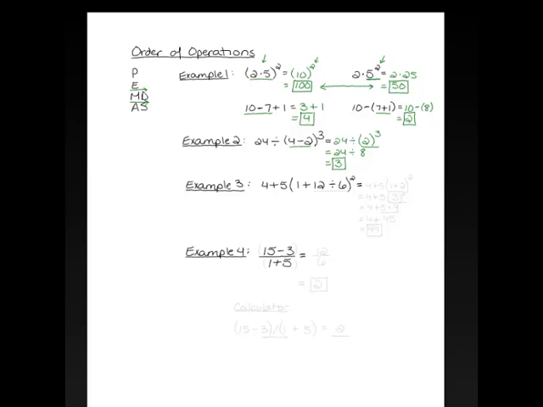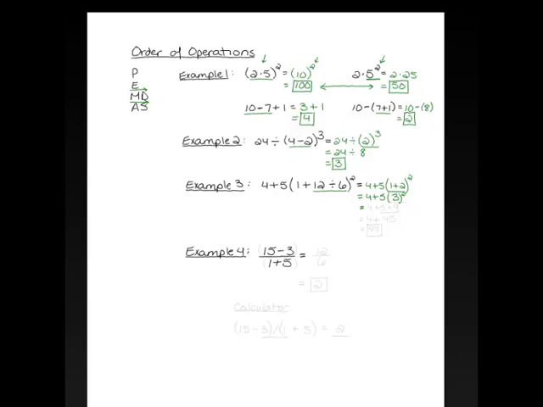For example 3, again, we need to start within the parentheses. Now, inside the parentheses, we have both addition and division. We have to work with the division first. So we have 4 plus 5 times 1 plus 12 divided by 6 is 2 squared. Now there's still more to do inside the parentheses. We have to add 1 plus 2, so copying down the rest of the problem, we have 4 plus 5, parentheses, 1 plus 2 is 3 squared.